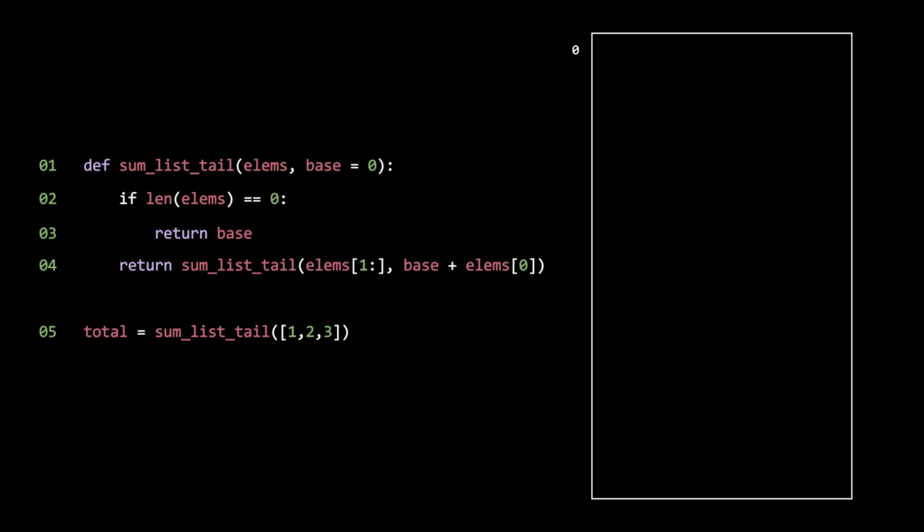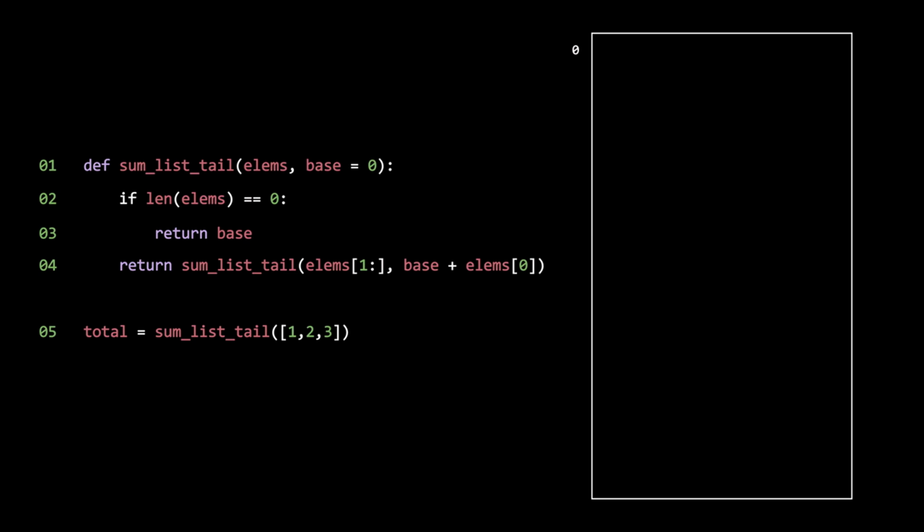In this example, we have a function that is tail recursive. So I've taken that sum list function and I've modified it ever so slightly so that it has a second argument, base, which has a default value of 0, and that makes it convenient for me because I could still call the sum list tail function in the same way that I called the sum list function. But the base is going to be our running total. We're just going to pass it down into the recursive calls.